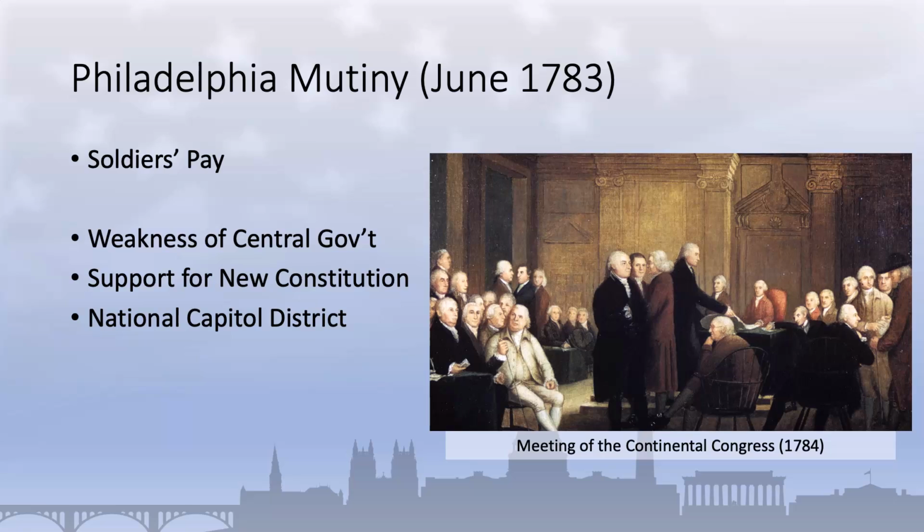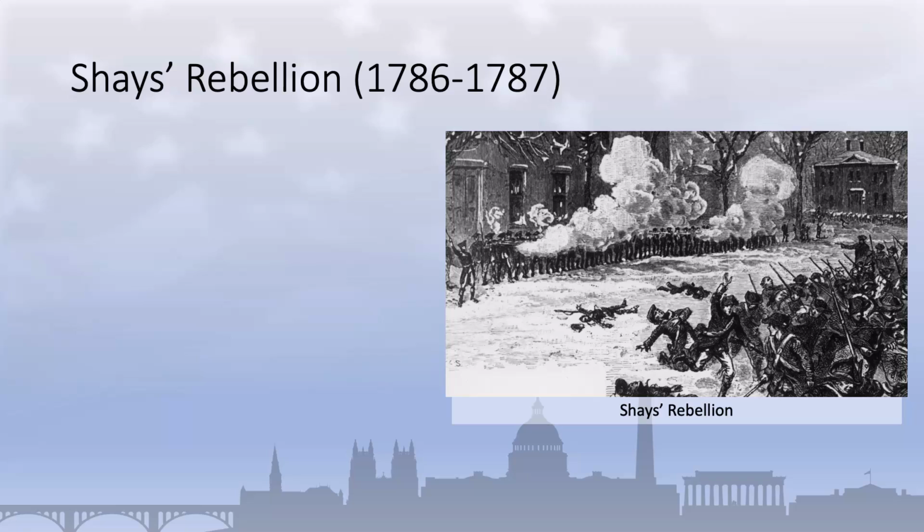The second major crisis of the Confederation period was Shays' Rebellion, an anti-tax protest led by Daniel Shays, a farmer and Revolutionary War veteran in western Massachusetts in late 1786 and early 1787. Shays' Rebellion was the culmination of years of unrest.